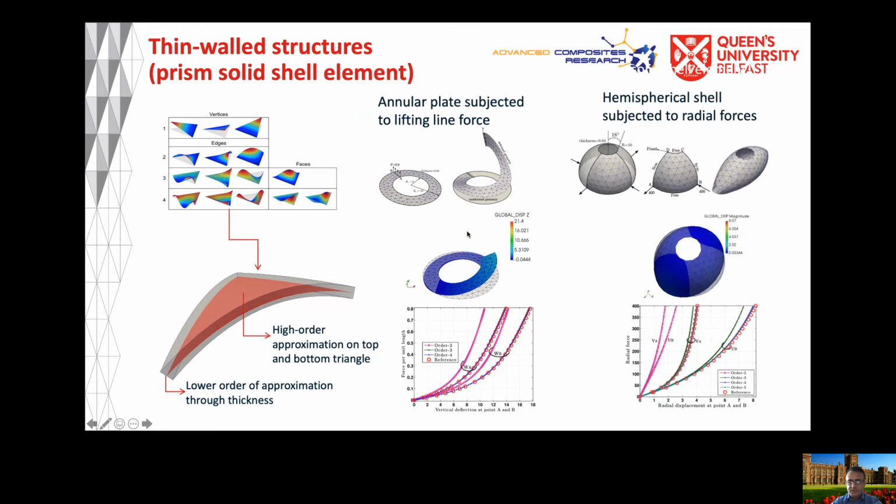And again, if you consider this structure, which is a hemispherical shell, and you subject this to radial loading, you will see that you will experience this very high deformation. And again, we can calculate the force displacement plots for this case, and we can find that our results are very close to the experimental results.